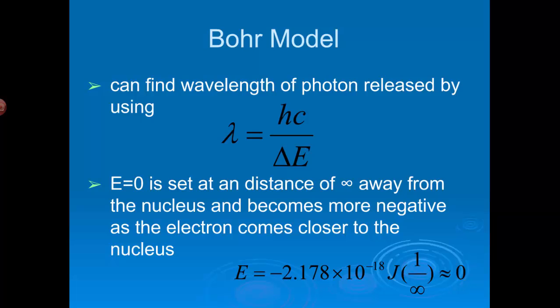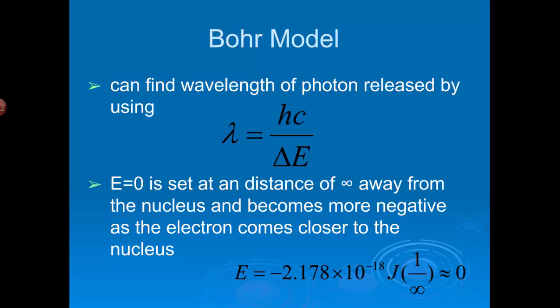Since we can find the energy, we can also use the relationship between wavelength and energy to figure out what the wavelength of that photon would be. In other words, what color it would be. Or we can go backwards. We could start with the color, find delta E, and then go back and calculate the change in energy levels that would have had to have happened to give you that.